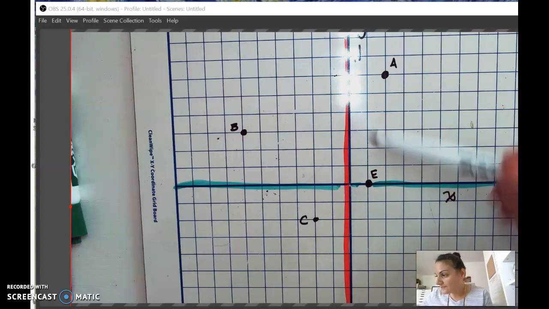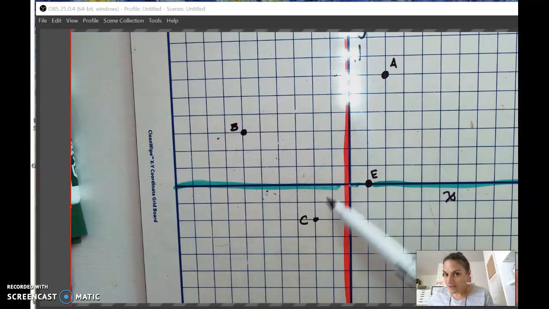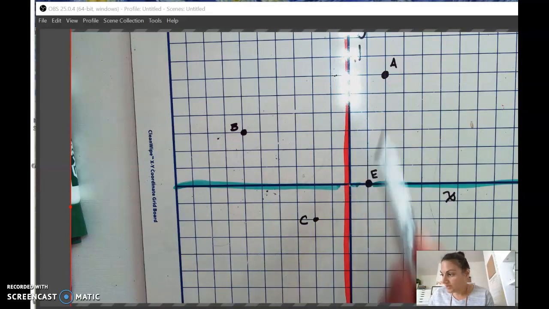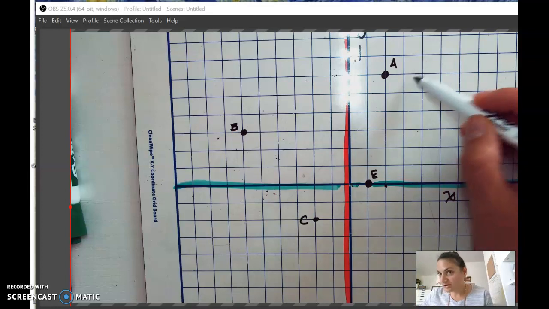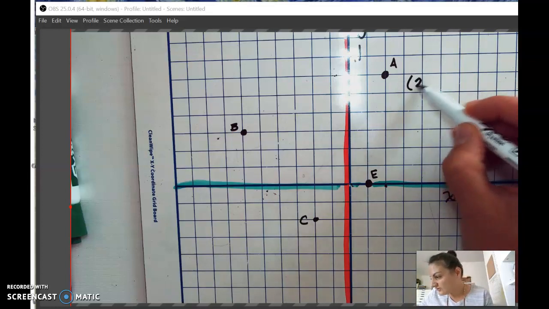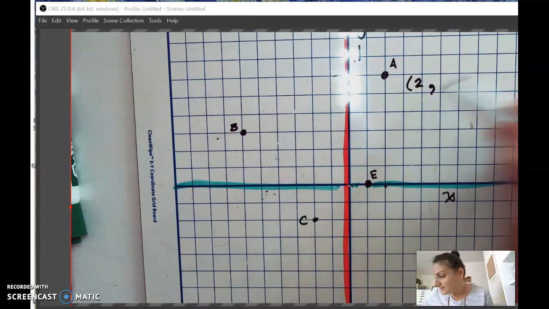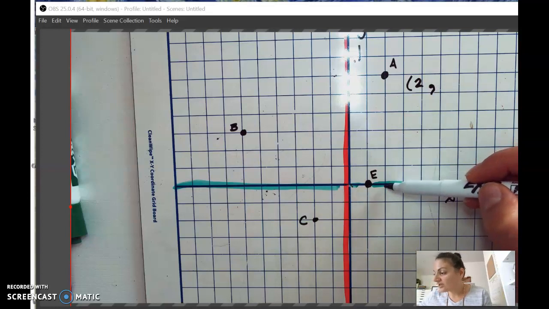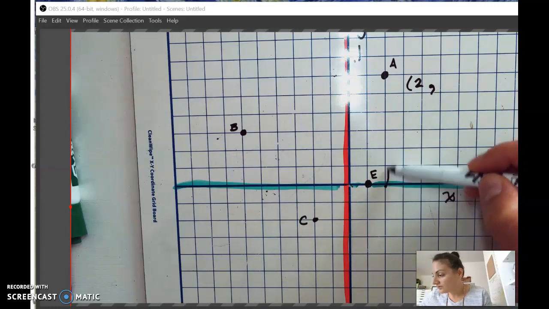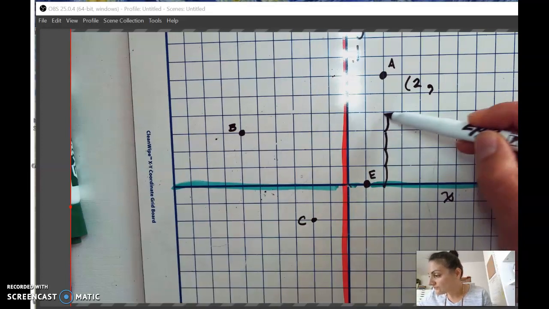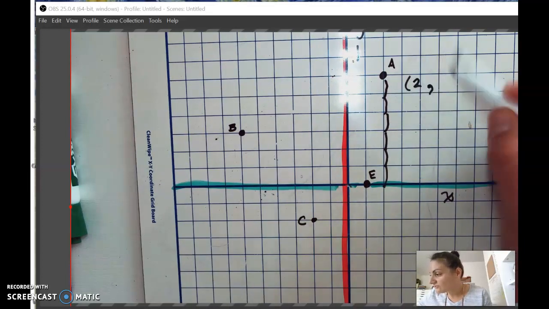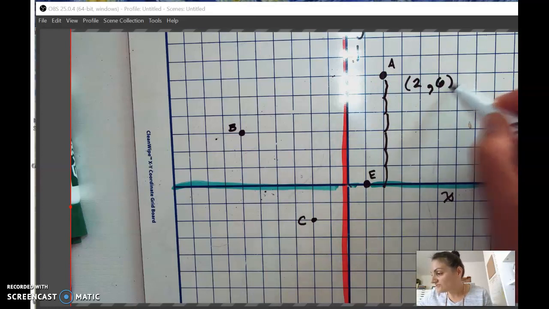Okay, so if I want to look at point A, I have to make sure that I am counting up the x value first. So A, if you're looking, is 1, 2 spaces to my right. So I'm going to put in an ordered pair the 2 as the x value. And then I have to go up to hit the A. I go 1, 2, 3, 4, 5, 6. So the y coordinate of that would be 6.